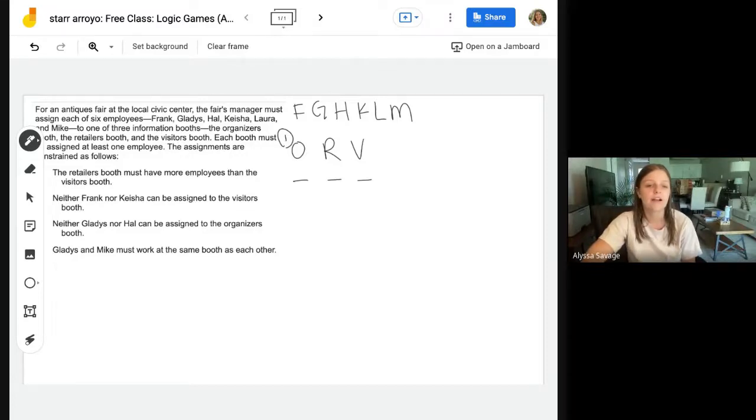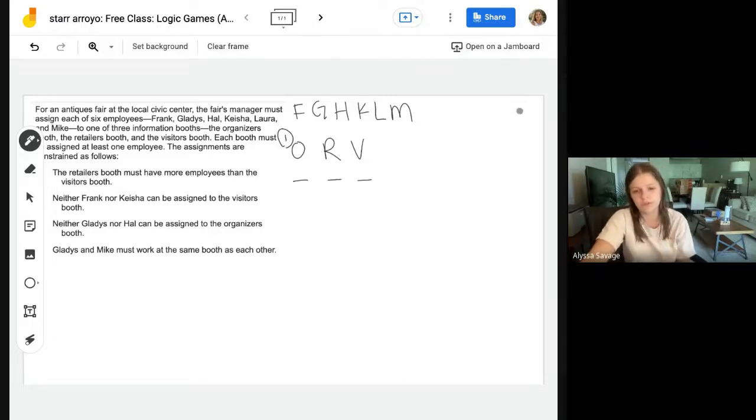I don't know where I got cut off, but basically what we're gonna do is go through our rules, figure out the most restrictive one, which one's gonna create the least amount of worlds, and then it'll kind of domino effect our worlds. So our first rule says that the retailer's booth must have more employees than the visitor's booth.